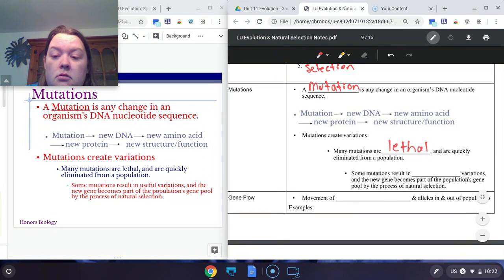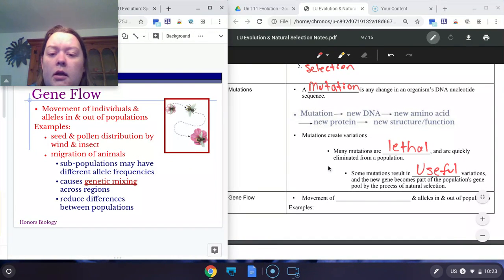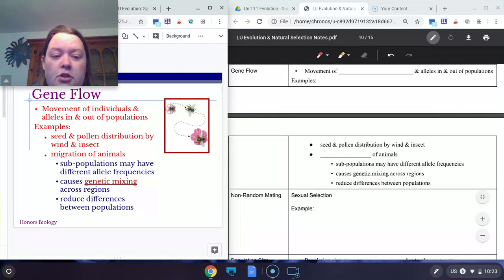And then some of them result in diversity or variation, and that variation is going to be useful in the population because it could be beneficial. If that mutation leads to a useful variation, it's going to become more popular and it'll incorporate itself into the gene pool over time. So mutations can lead to one of two things: either something very lethal, in which case that particular mutation will just die out, or some type of useful variation, and then it will increase in frequency over time.